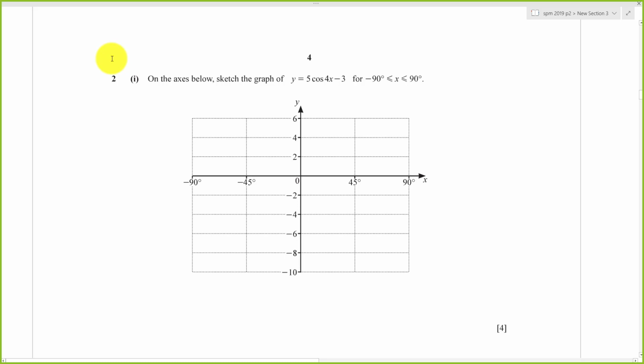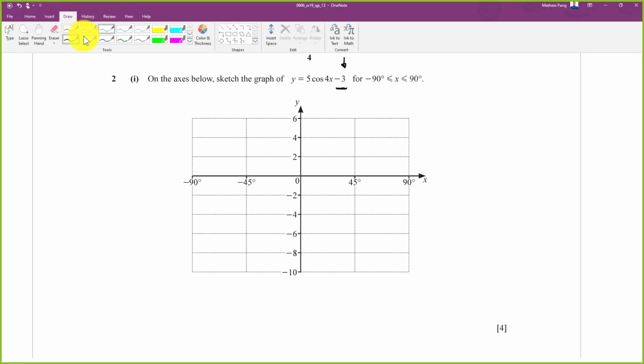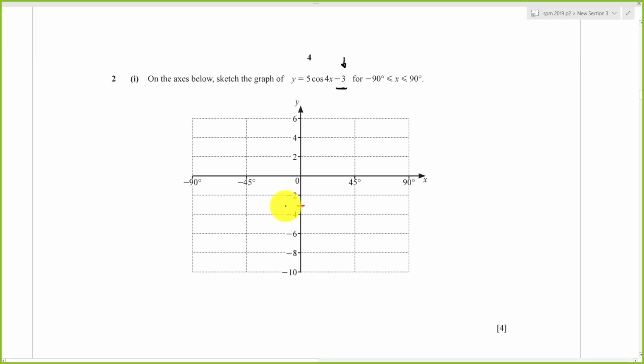Okay. Sketch a graph for 5 cos 4x minus 3. When you sketch a graph, which one should we do first? We always focus on the constant number at the back first, because minus 3 means going down 3 units, isn't it? So it should be somewhere here. Let me change color. Negative 3, minus 3. So you should start drawing from this line.